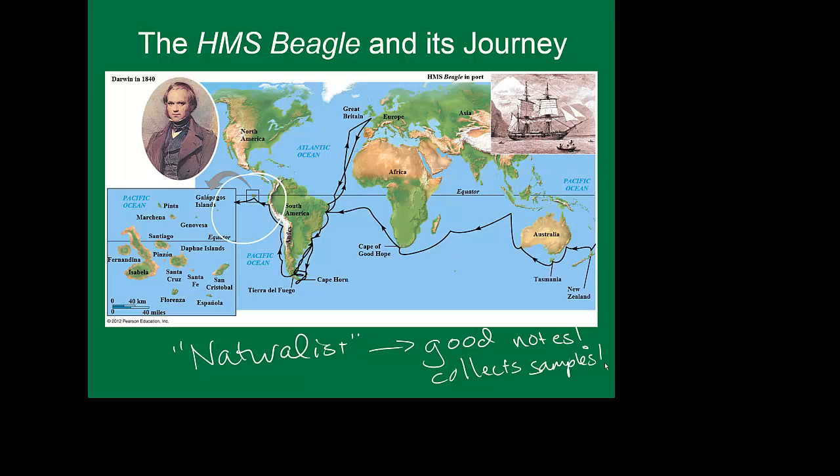Now, this is a very simplified version of what a naturalist is, but this was really his job on this voyage. He was riding along with a group that was collecting and mapping the ocean, looking for new trade routes. And his job was to go along, and while they're out there mapping, he's collecting samples and doing some biology.